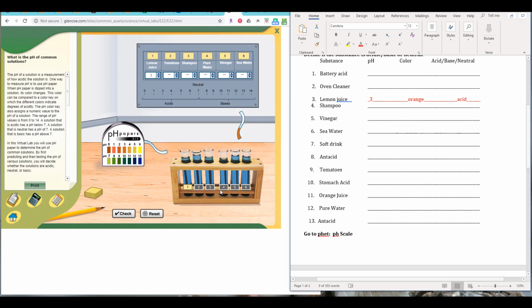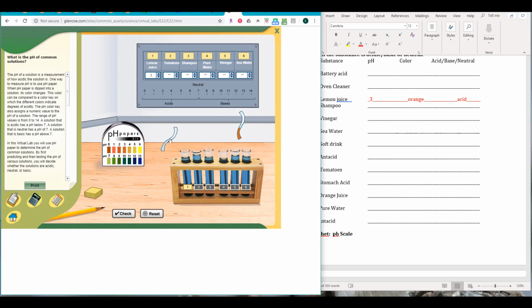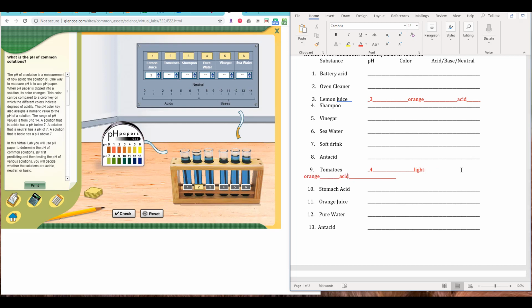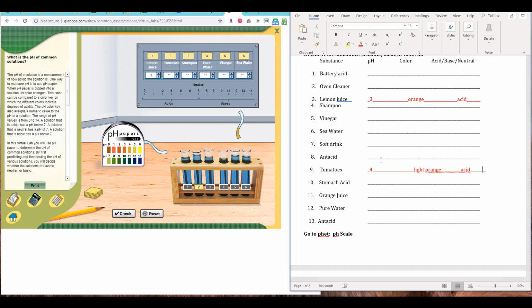Okay, so you're going to test all of these, not just one. Uh-oh, I did the wrong one. Oops. That's okay. I'm going to dip it in here. Now I'm going to take my little strip. It looks like it's 4. So tomatoes, I'm going to find tomatoes. Those are going to be 4. That was like, I don't know, light orange. And it's an acid. And if you lose some of your bar, you can just kind of do that.